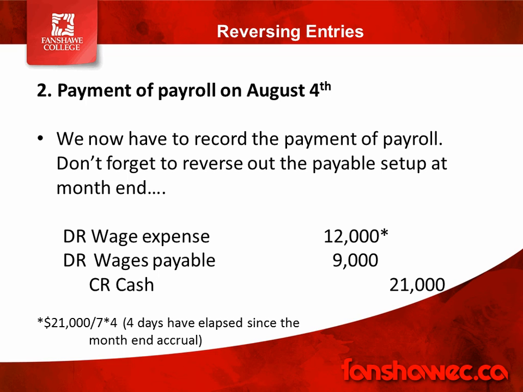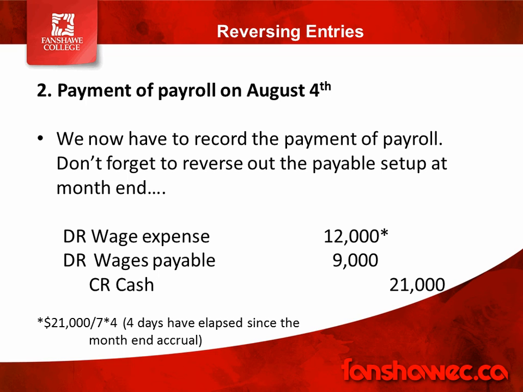Now, I say plug, but you can actually calculate that if you want, right? If you look at what date this payroll is being paid, it's being paid on August 4th. So August 1st, 2nd, 3rd, 4th. There's 4 days in the month that have elapsed. So 21,000 divided by the 7-day work week times 4 days will give you $12,000. That's what we need to expense for the month of August.